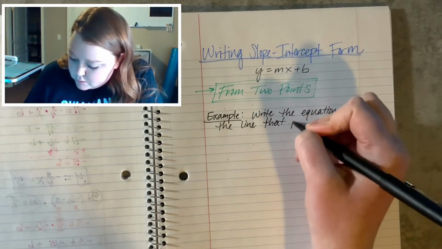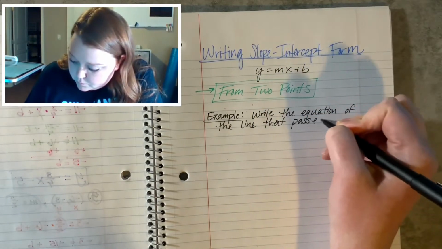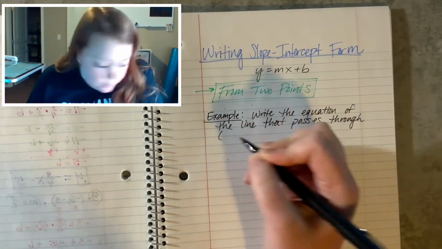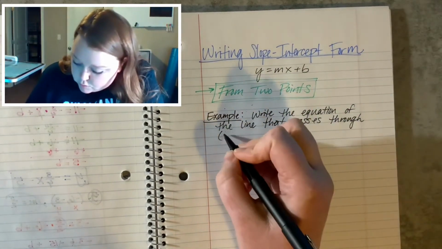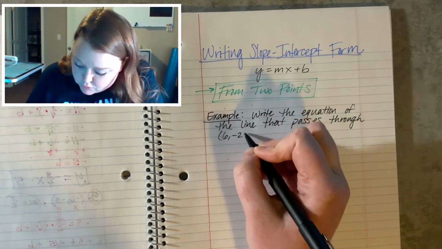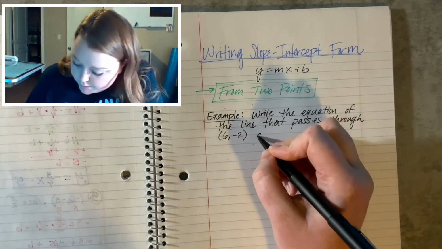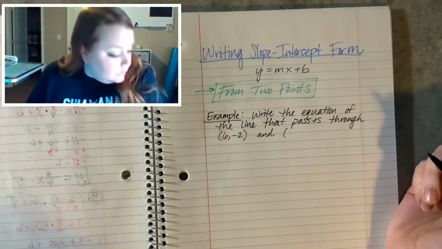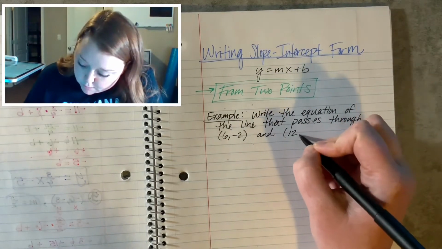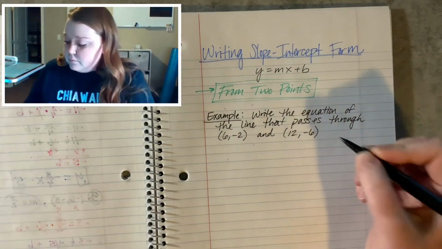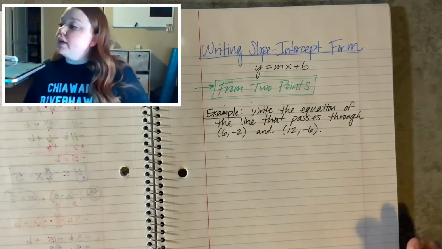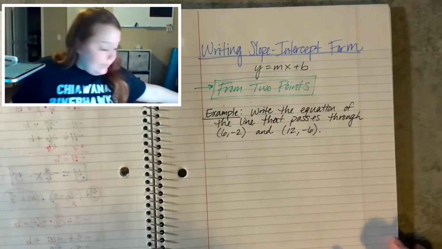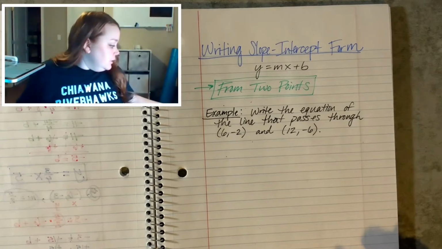that passes through, and we're going to write an ordered pair right here, passes through 6, -2, and here's another point, 12, -6. So write the equation of the line that passes through 6, -2, and 12, -6.